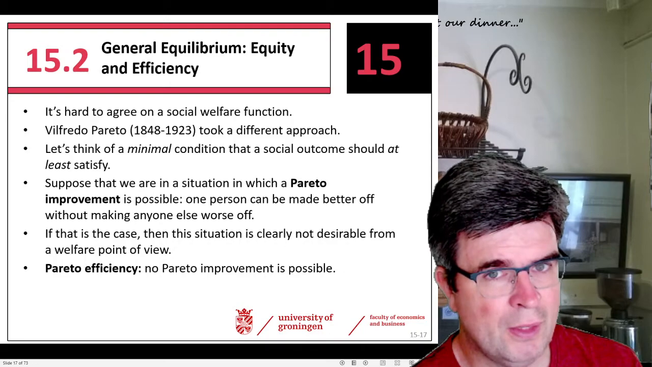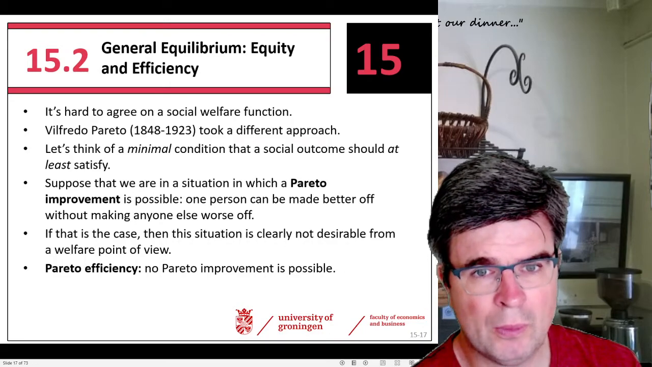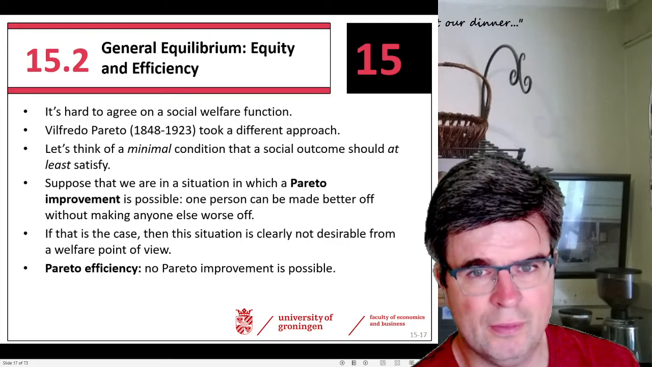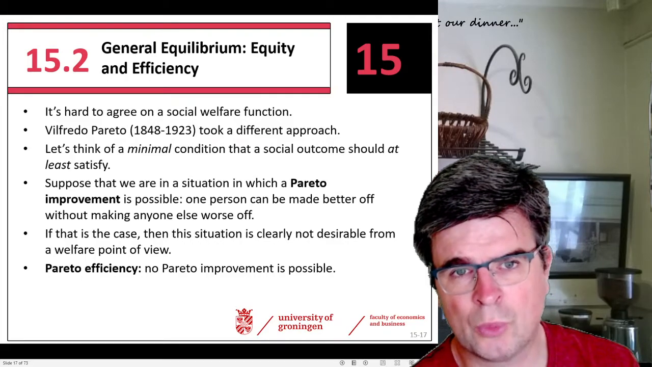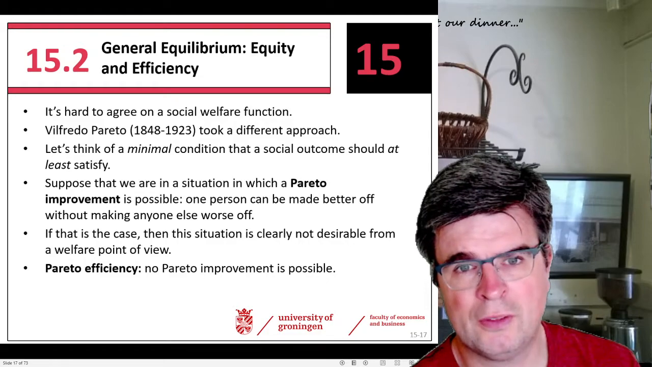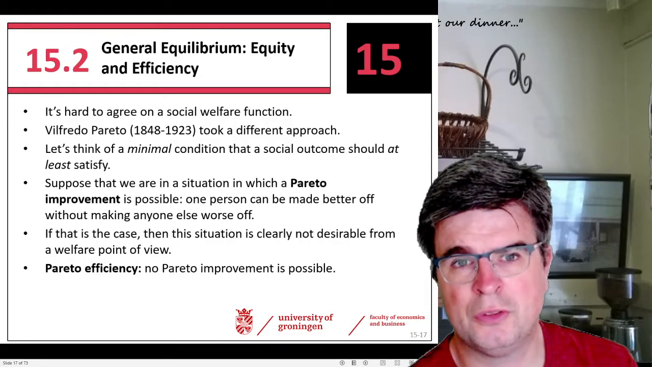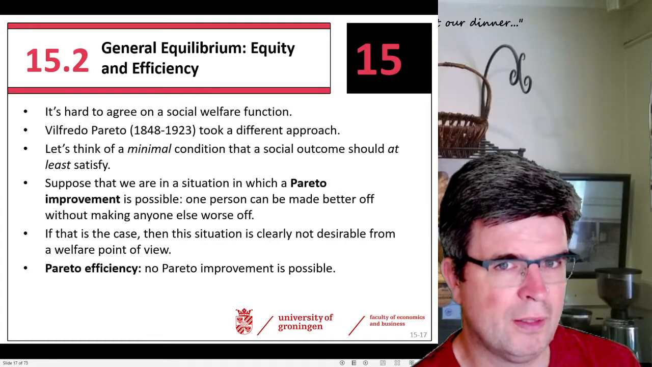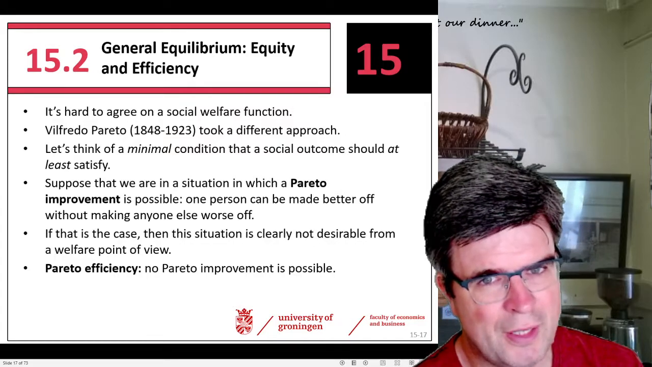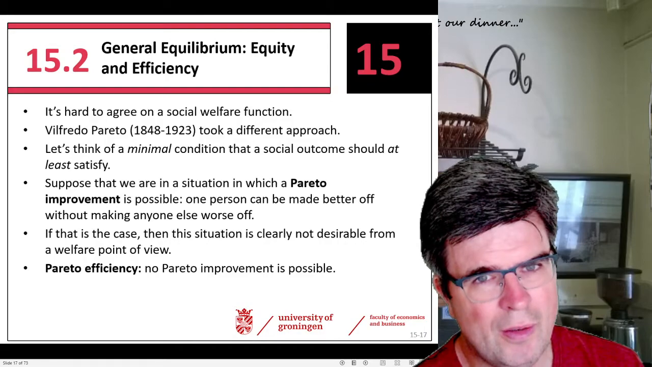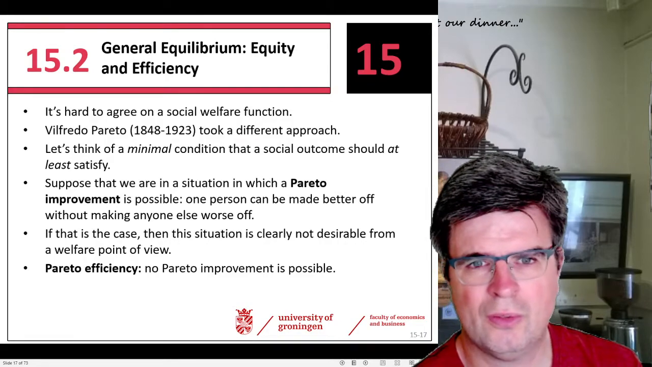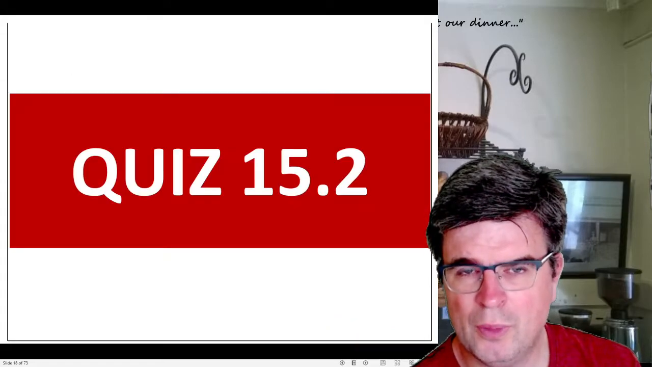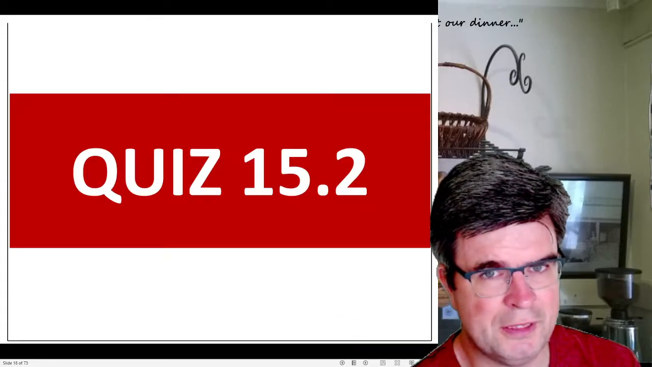Sounds good. This is something that all people can more or less agree on, that you should at least exhaust all possibilities to make people better off if it doesn't do any harm to other people. At the same time, this is a bare minimum. It's a very weak condition on outcomes. And I will tell you after the quiz why this is the case.